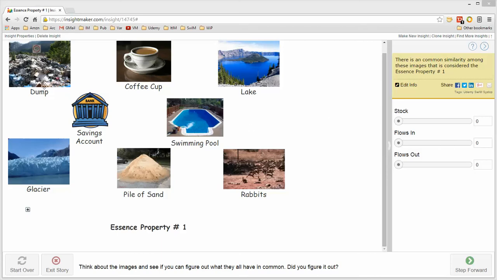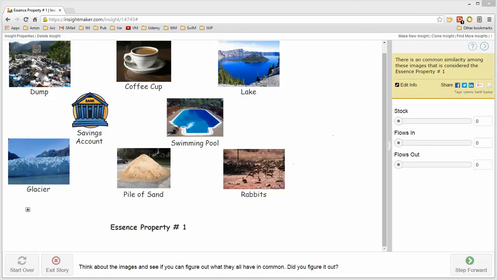This is a quantity of garbage in a dump, or a quantity of coffee in a cup, or a quantity of water in a lake, water in a pool, a quantity of rabbits in a population, a quantity of sand in a pile, money in a savings account, or ice in a glacier. So it's very different kinds of things, but each one of them represents a quantity of something that took time to accumulate and would take time for it to dissipate or go away.